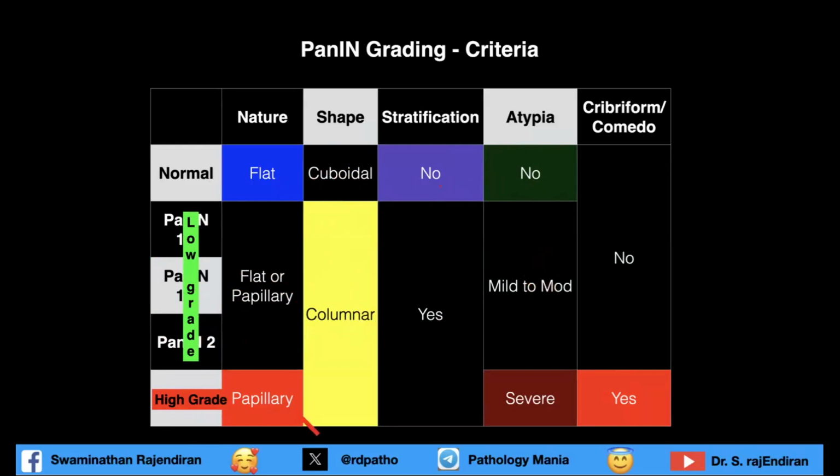Whereas in high grade, it is mainly papillary. The cells are again columnar. The cells are stratified. The atypia is very severe. And as I told before, the cribriforming and necrosis is very characteristic of high grade PanIN.